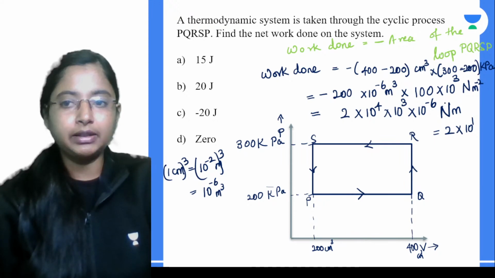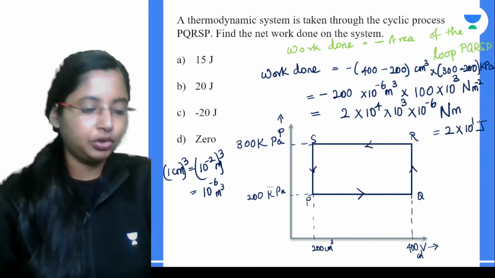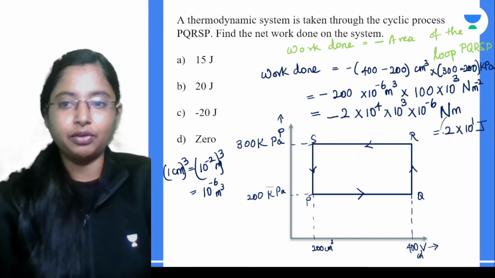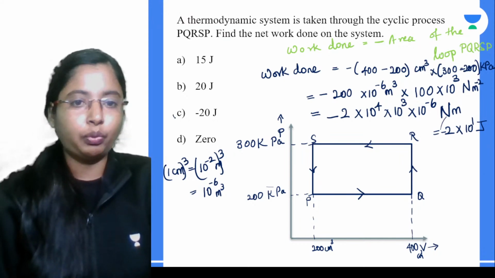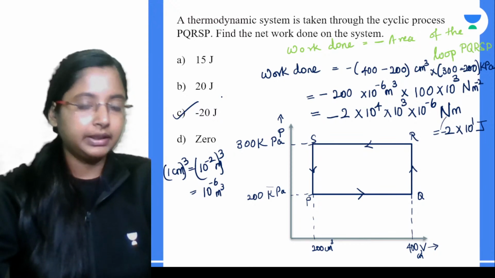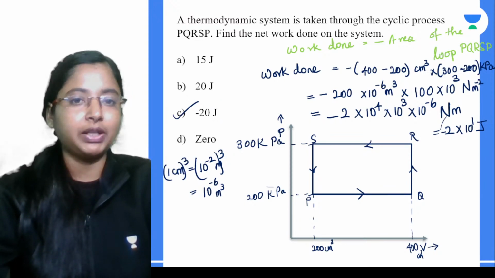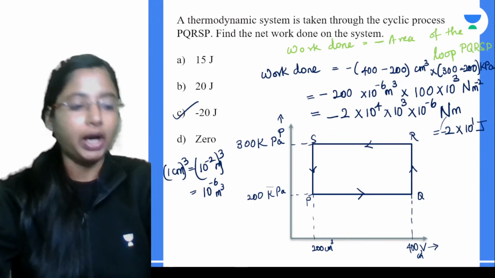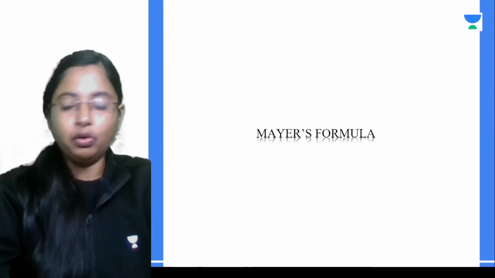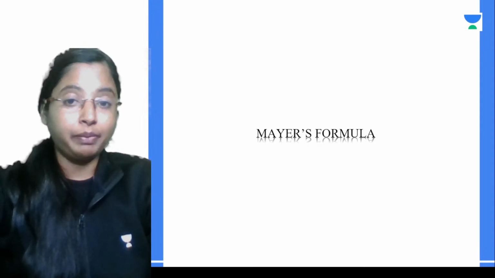Newton meter is nothing but force into displacement, that is work done, that is the unit of joules, very simple. So from here, with the negative sign over here, this is nothing but 20 joules, 20 joules is the answer. This is one numerical with respect to work done during a cyclic process. Now let's do one more numerical based on Mayer's formula.